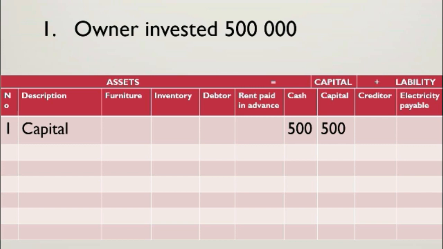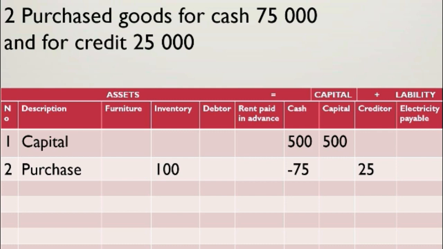What we know is asset is equal to capital plus liability. In this transaction, cash is increasing by 500,000 and capital is also increasing by 500,000. Cash is an asset, so asset is increasing by 500,000. Capital is also increasing by 500,000. If we take this transaction, asset is equal to capital.